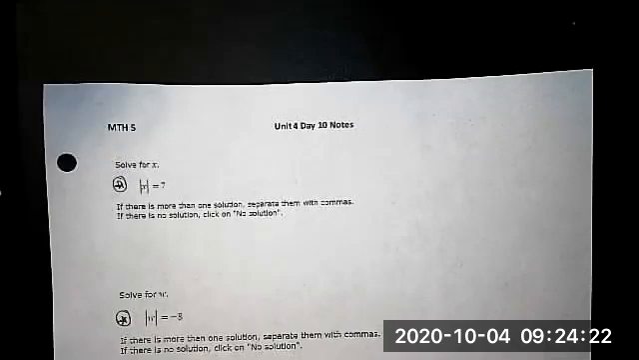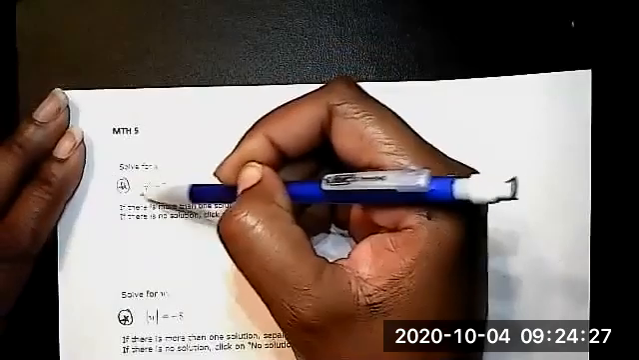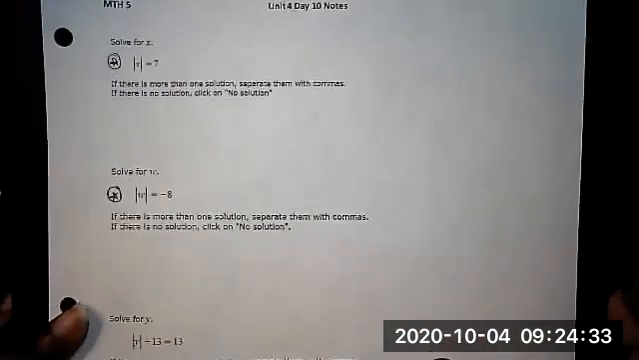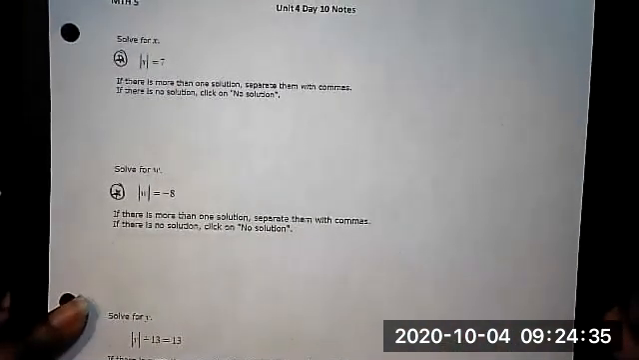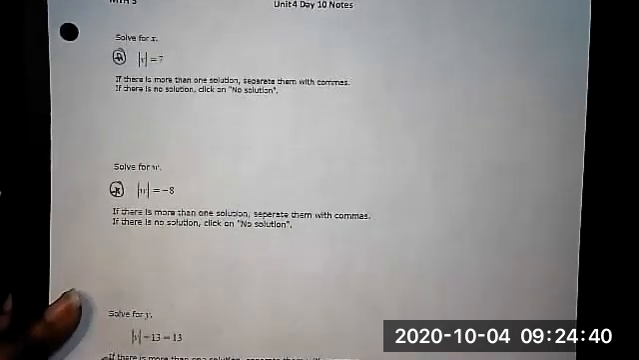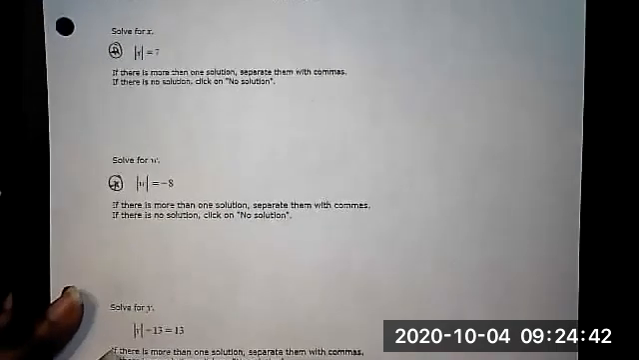Absolute value cannot be on a side by itself equal to a negative number. Your answer, on the other hand, cannot be negative for absolute value, but in these types of problems, you will see what I mean when you see that these problems have two answers every single time, okay?